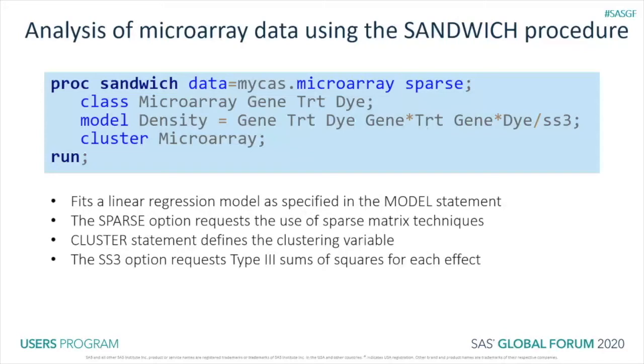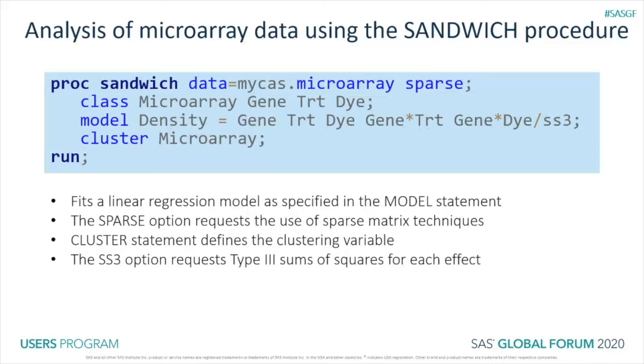Here's an example of using microarray data with the sandwich procedure. Again, here's some syntax that should look pretty familiar to you. First we have PROC SANDWICH, and we specify that we want to use the microarray data from the MyCast library. We have the class statement, so we're specifying some variables as categorical variables, and then the model statement. Our outcome of interest is density, and then we have gene, treatment, dye, and a few interactions. Our cluster statement tells us that microarrays are going to be our cluster.